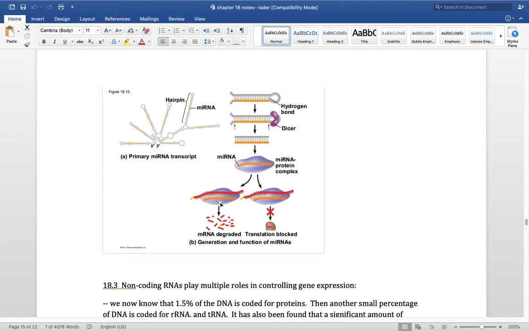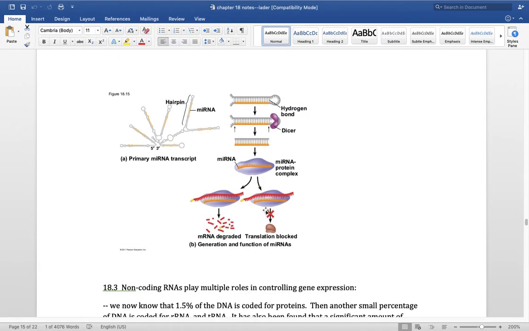It could do that before it was even read. It can even do it after, when it doesn't need to be read anymore. Or it can bond with it, and it can prevent this Big Mac, the ribosome, from attaching. And if the ribosome can't attach, well, lo and behold, I can't make a protein.